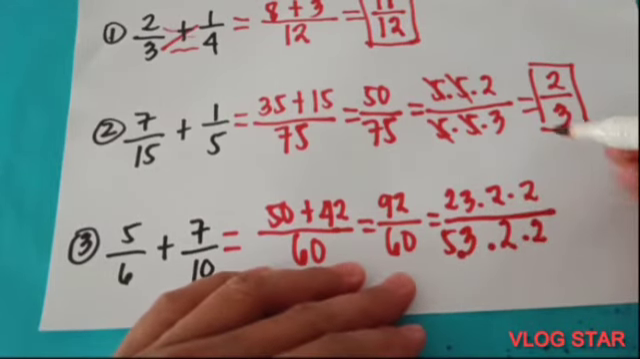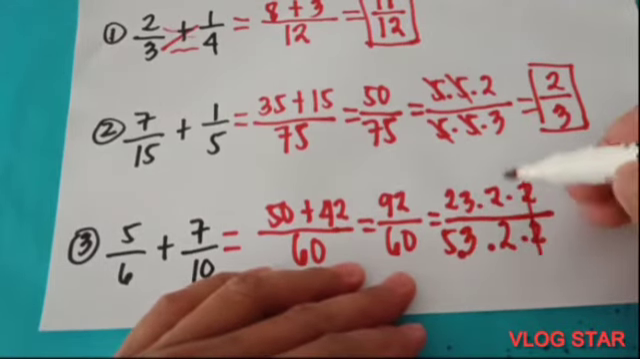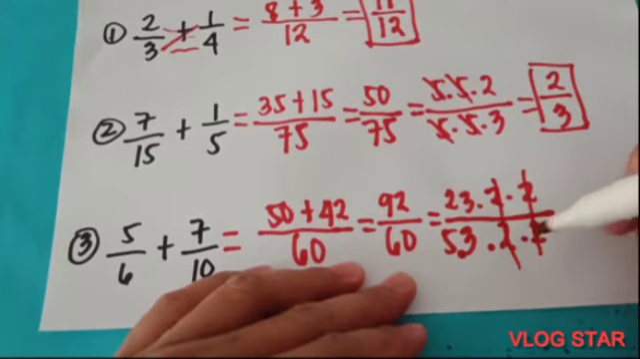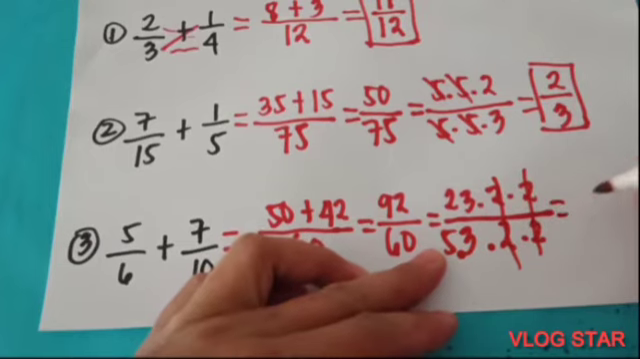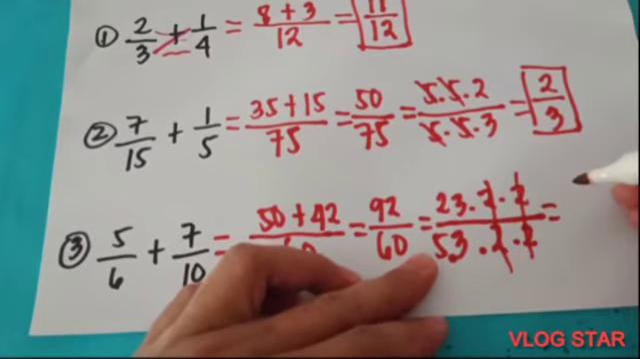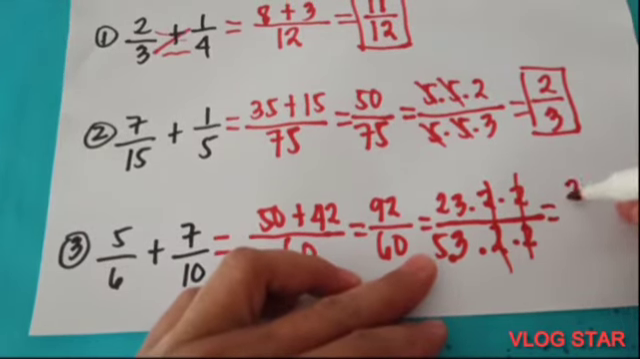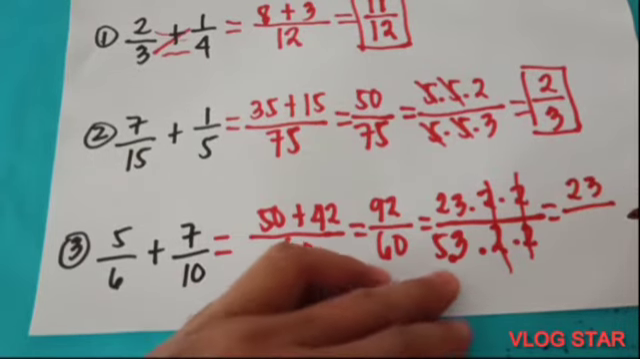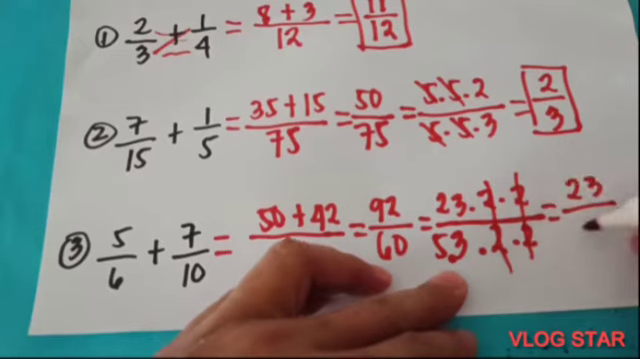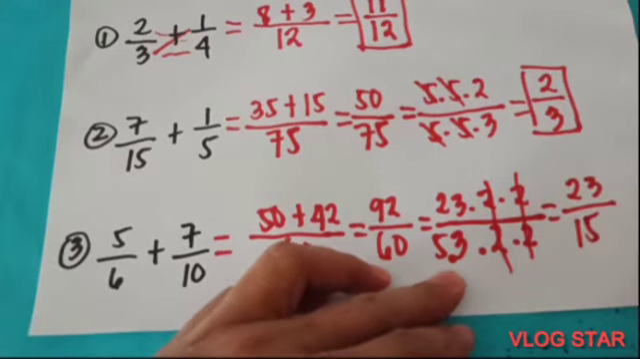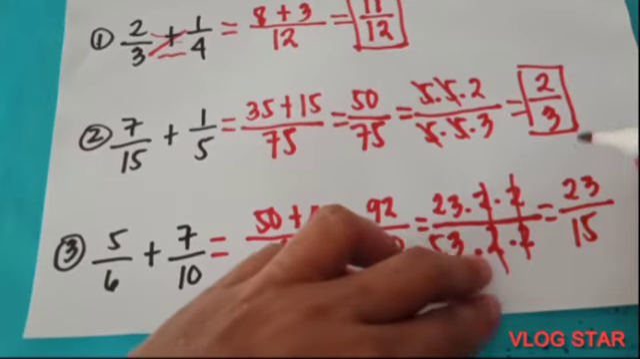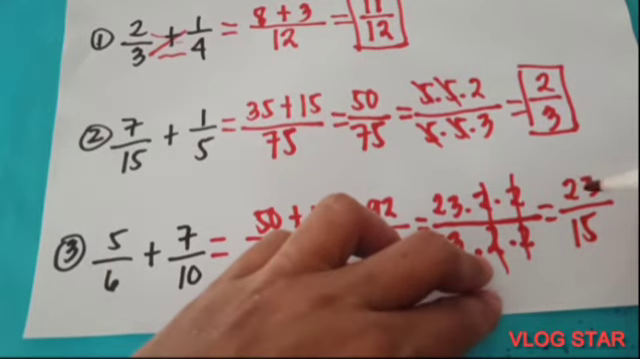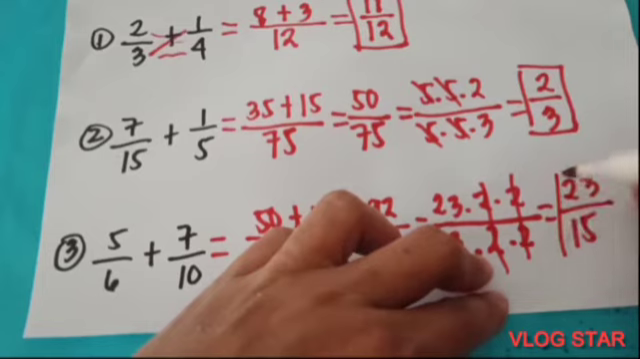So, ang cancel natin is 2 and 2. Cancel ang 2 and 2. Tapos, ang matira natin is 23 over 5 times 3 is 15. So, ang final answer natin is 23 over 15.